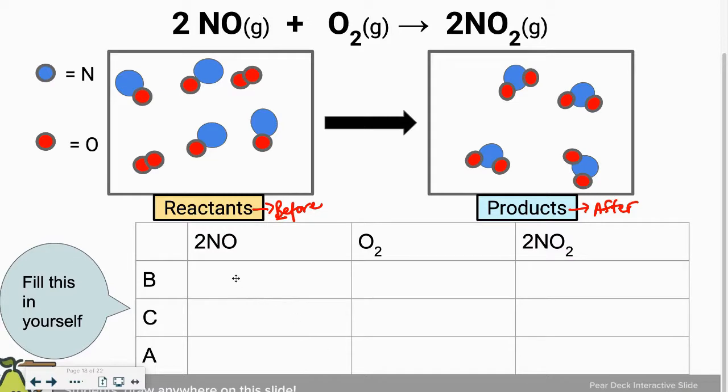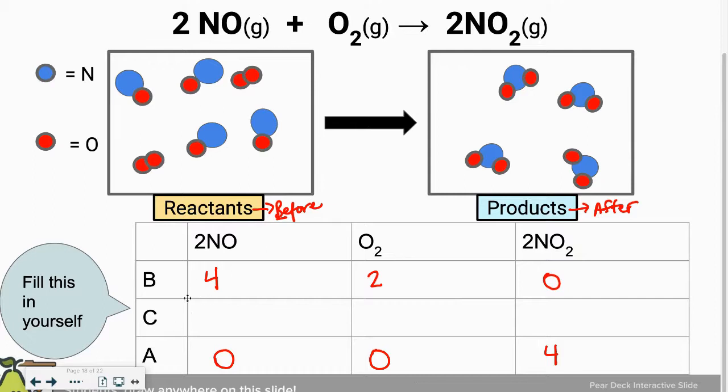Okay, let's see here. So if I go here and I say, okay, what's my before line? Well, I'm going to put in my NOs here. 1, 2, 3, 4. 4 NOs. How many oxygens? 2. How many NO2s? Well, 0. Okay, let me look at my after now. Well, how many NOs do I have here? 0. Okay. How many O2s do I have? 0. How many NO2s? I have 4.